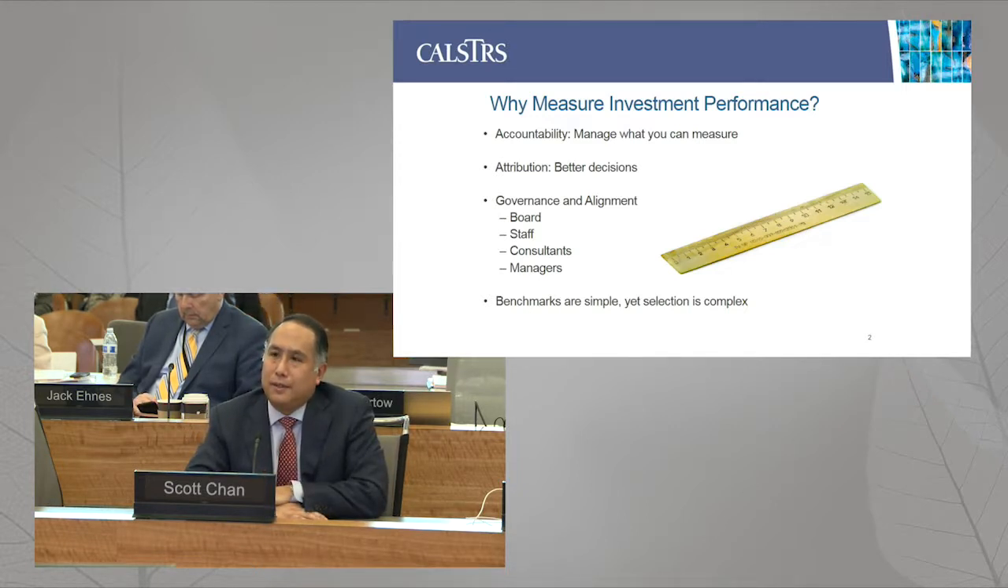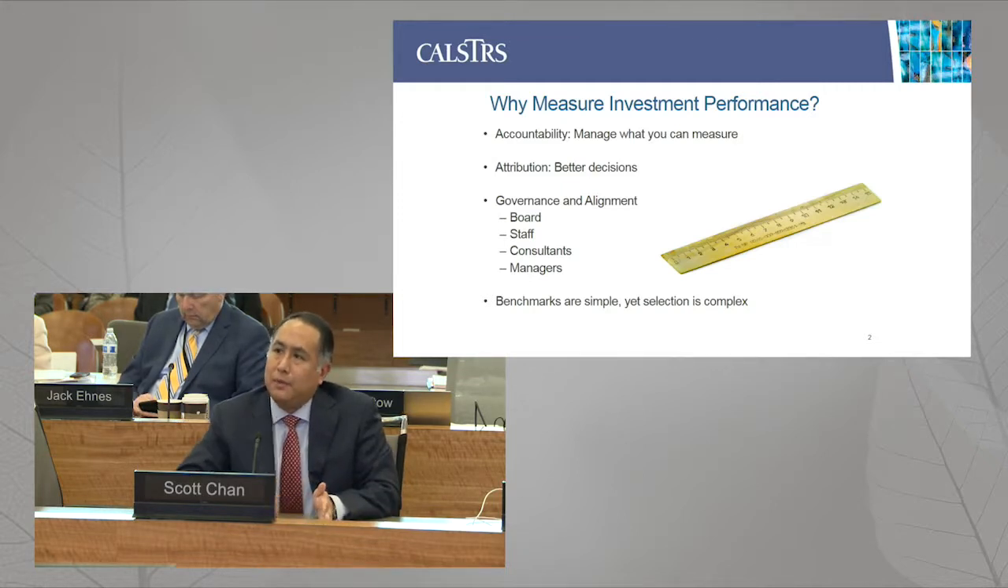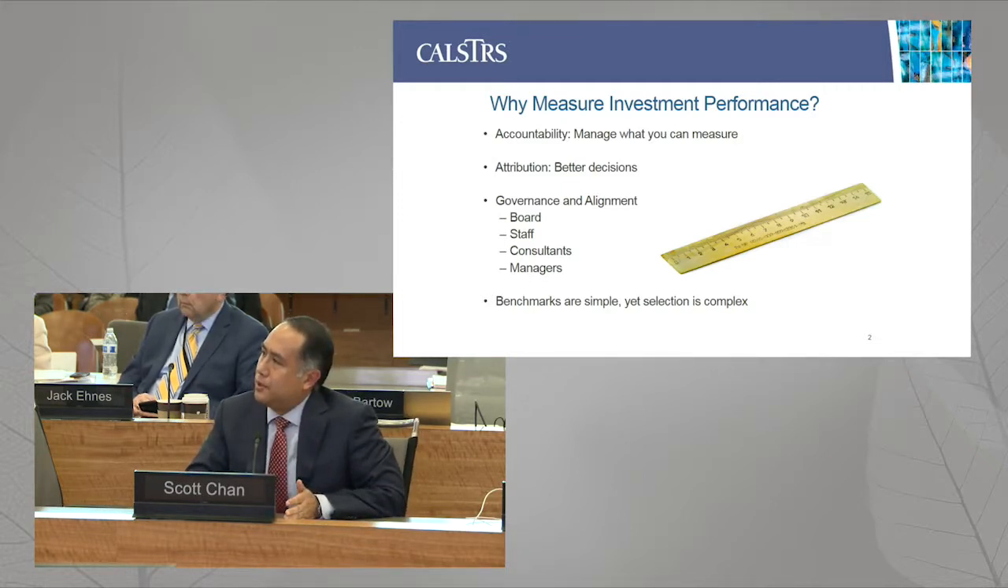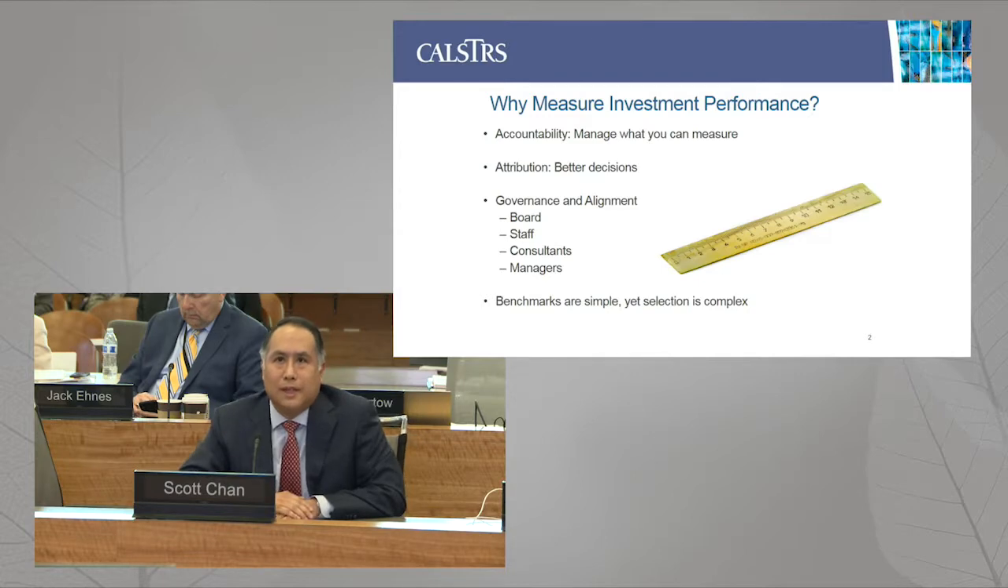And I think that you've heard the old adage, past performance is no indication of future performance. And that's why we have to look at the past to see if we can make better decisions, but the key is attribution. It's why has the performance been the way it is? And we'll discuss that in more detail as we go along. And then finally, governance and alignment.